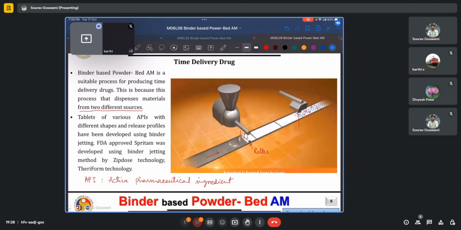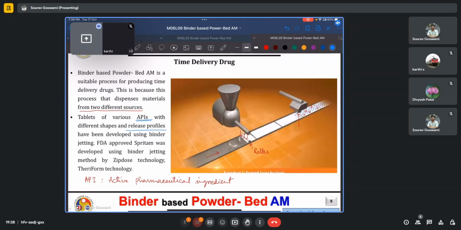Tablets of various active pharmaceutical ingredients with different shapes and release profiles. So this release profile basically suggests at what rate the tablet is dissolving with time into the human body, and of course with dissolution at what rates it is releasing the drugs into the human body. And such tablets have been developed by using binder jetting.